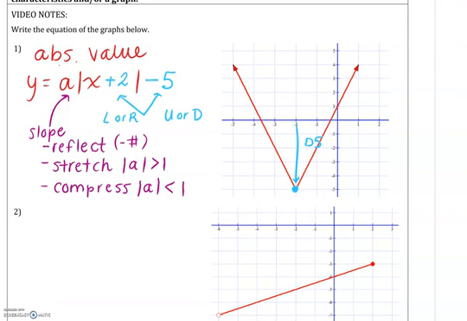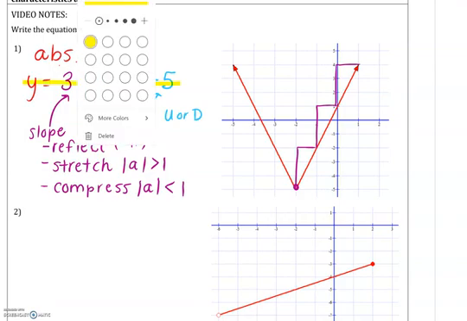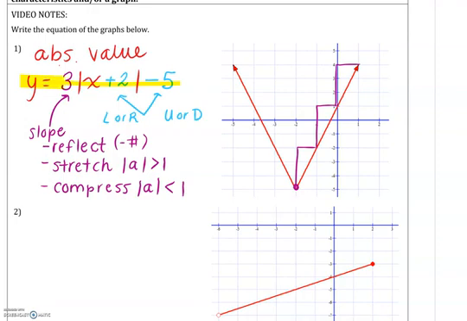And then to figure out our a, I always like to think of it as like the slope of going through our vertex. And it looks like I'm going up 3 over 1 consistently to get that right side of my absolute value. So up 3 over 1 means we're having an a value of 3. So my final equation would be y equals 3 times the absolute value of x plus 2 minus 5.